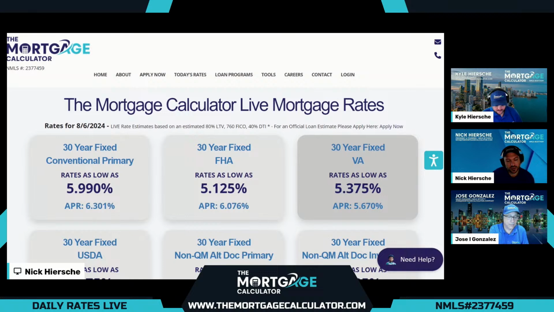Now moving on to our VA for our eligible active service members and veterans. If you are eligible, these programs are definitely amazing. Rates today come in at 5.375 and final APR with the standard funding fee 5.67, which if you compare across the programs, VA is definitely going to be better for our eligible borrowers. So definitely take advantage if you are eligible.